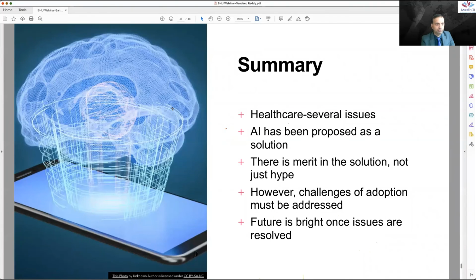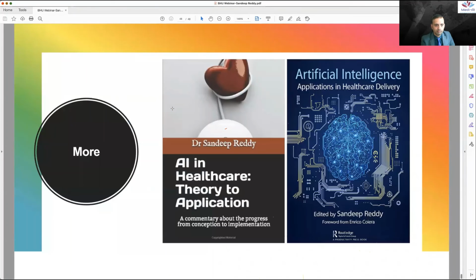However, we need to be mindful of the challenges. We need to be cognizant of the challenges that we face in terms of adoption of AI in healthcare. Having said that, we talked about solutions. Using those solutions and an appropriate pathway, we are going to see a lot of benefit from using AI in healthcare.